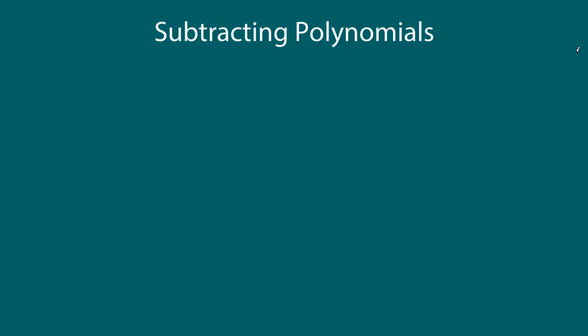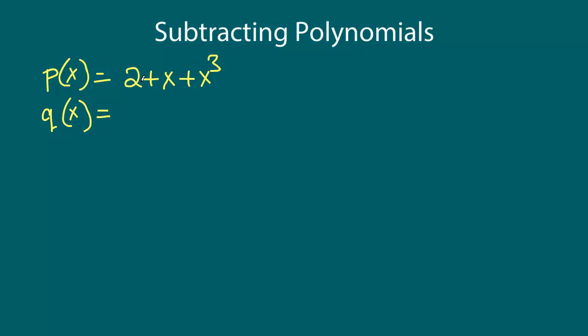Let's take a look at one other example. This time, let's say our polynomial p(x) is defined as 2 plus x cubed. And let's say the next polynomial, this time let's call it q(x) instead of g(x), is defined as 5x plus 7 plus 6x cubed. So these are the two polynomials, and we are simply trying to find p(x) minus q(x).